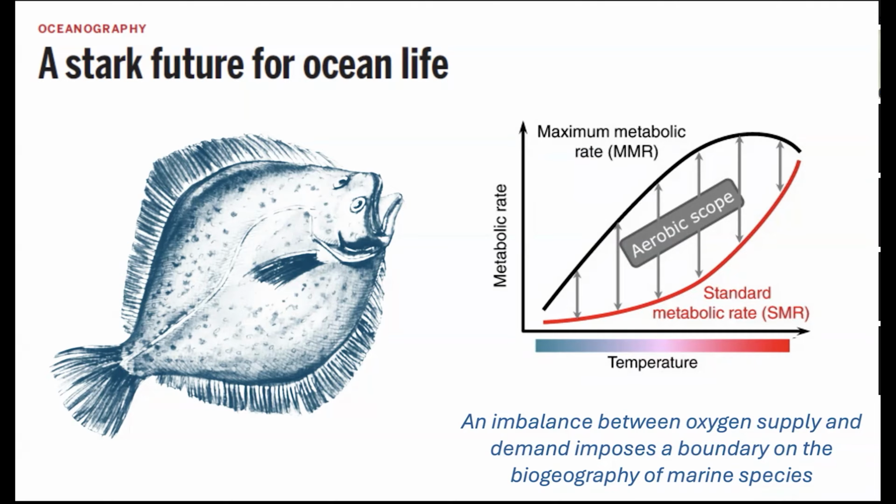This graph shows maximum metabolic rate in black here and standard or resting metabolic rate in red, both increasing with temperature. And the difference between those two is called the aerobic scope. That's the potential energy available to fuel all activities, including maximum activity like locomotion, which is typically how maximum metabolic rate is measured, but as well as digestion, growth, reproduction, all of those activities must be fueled by the oxygen.